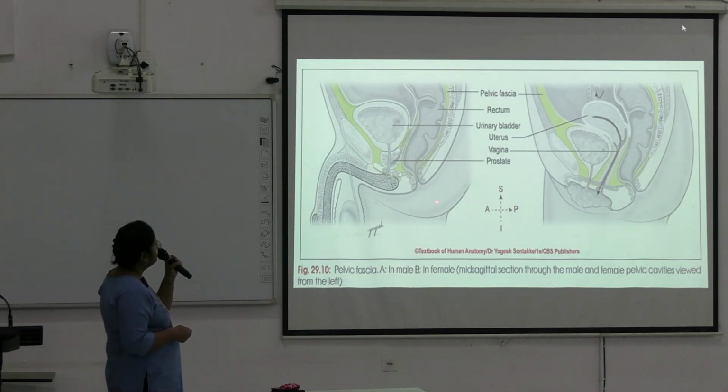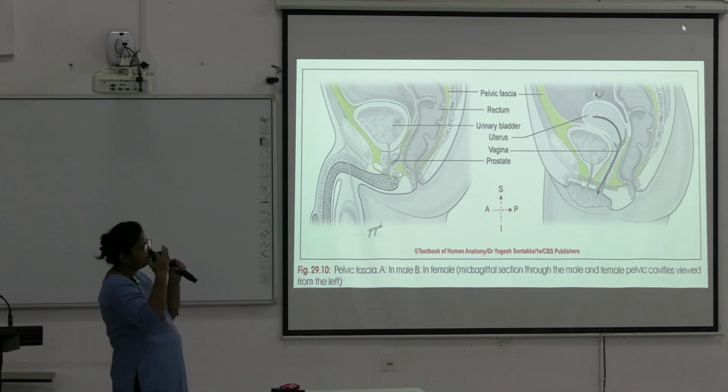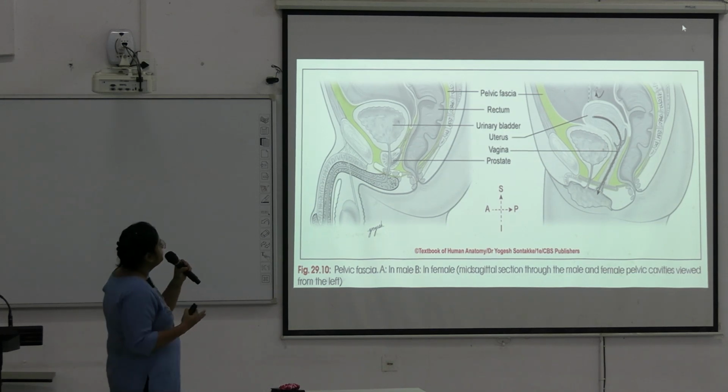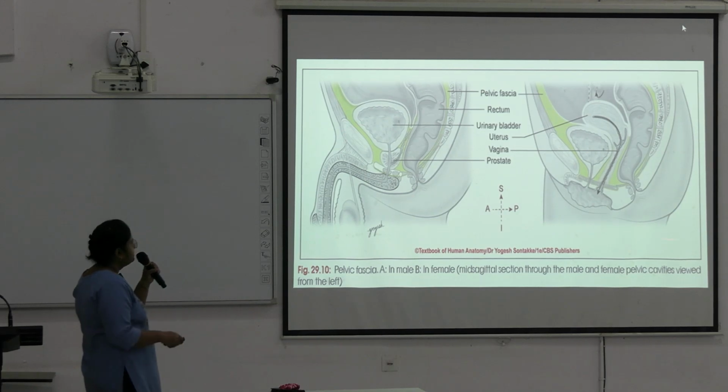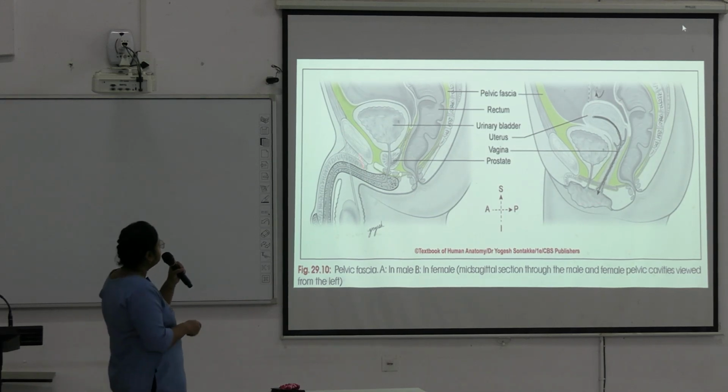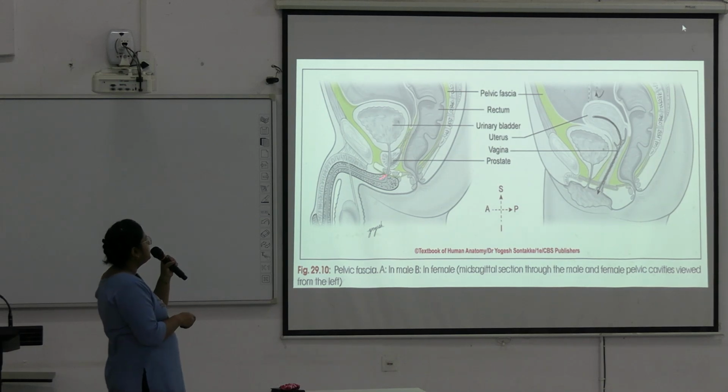Okay. So this is a sagittal section through the male pelvis, and a sagittal section of the female pelvis. Here you can see the bladder. Here is the prostate gland, seminal vesicles. Okay, and this is the rectum.